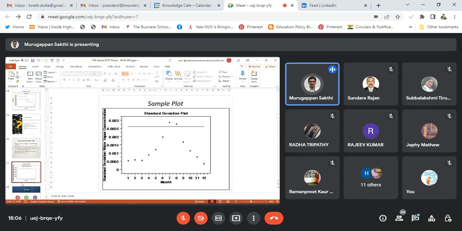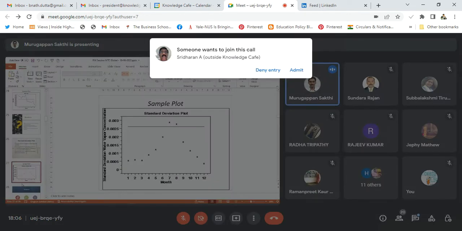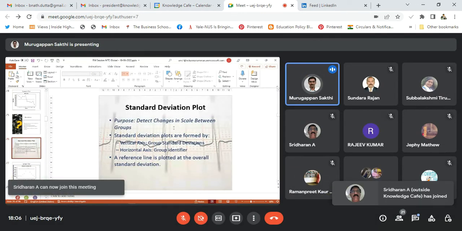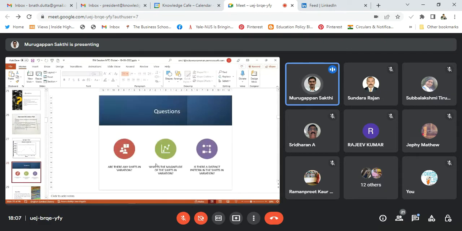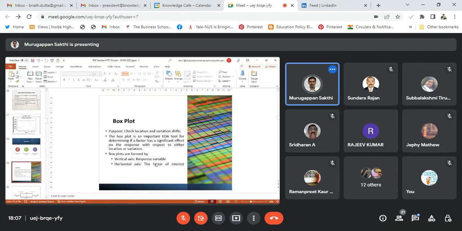Clearly, before starting the deep analysis, we have to explore the data, right? This talks about dispersion, the location and the dispersions. And when we are talking about the box plot, it covers both the location as well as the variations or dispersion, whether there is a shift in the location, whether there is a shift in the variance, both will be revealed by the box plot.